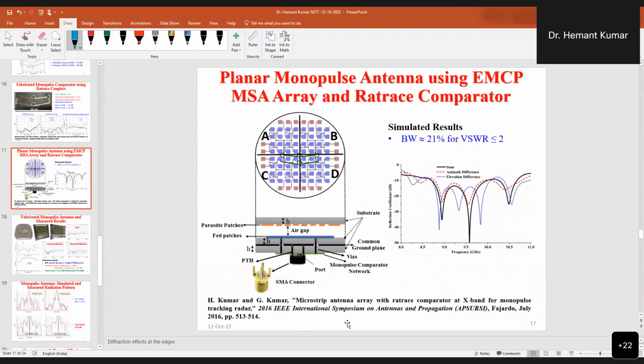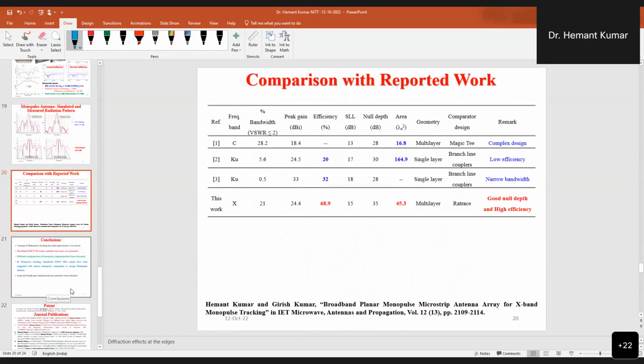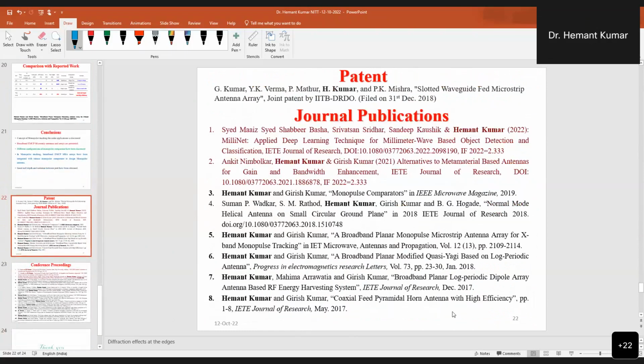You can check one of my papers, the monopulse comparator, published in IEEE Microwave Magazine. If you see this paper, in the references I have given the diagonal difference. Two references are based on that diagonal difference, though I'm not sure which numbers they are. So you can refer to this paper, the monopulse comparator, published in IEEE Microwave Magazine in 2019.